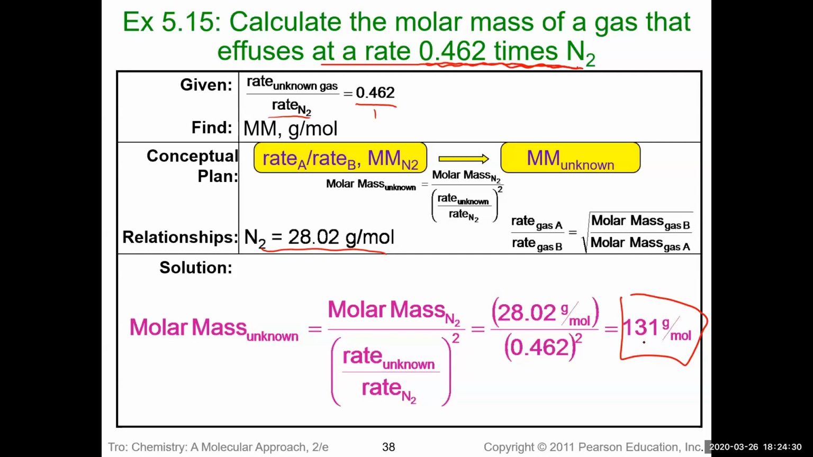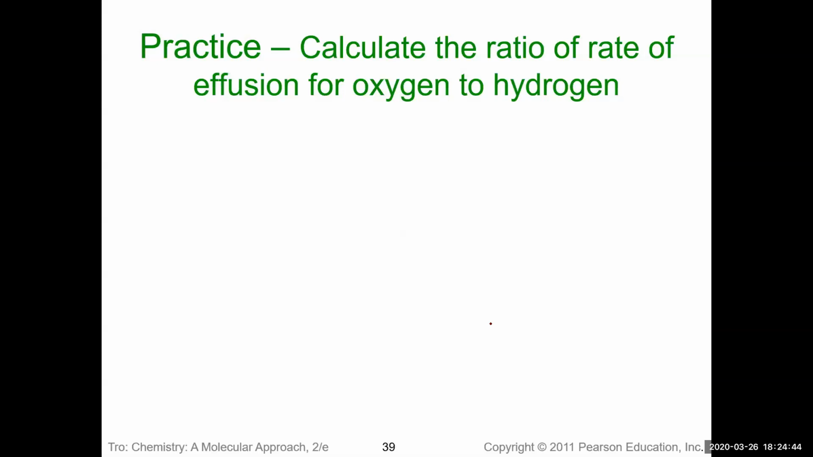Now, this is greater than nitrogen, but it is just as easy to solve it the wrong way and get a number smaller than nitrogen. If that happens, you just need to flip your numbers. Now I'm going to show you an example of what that means.